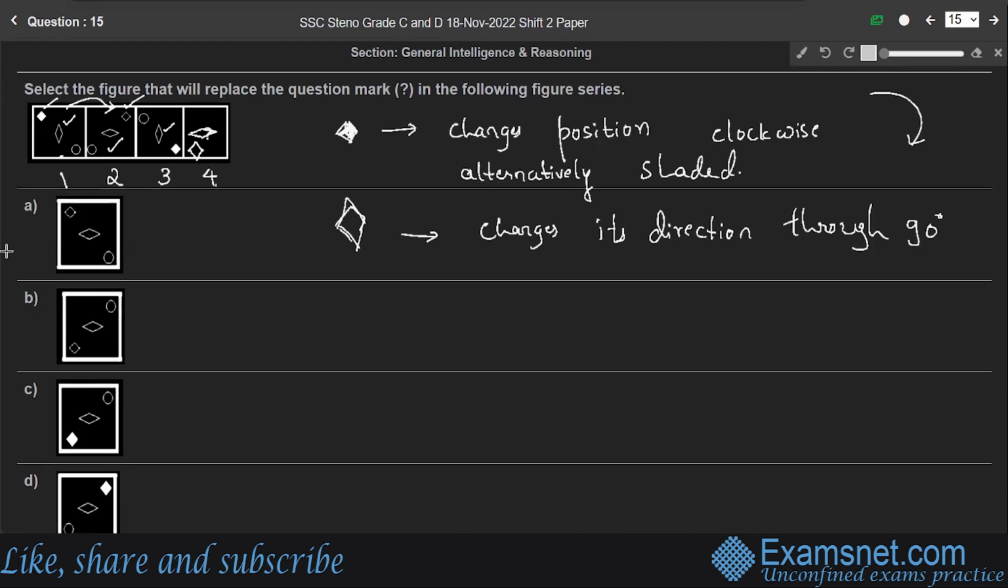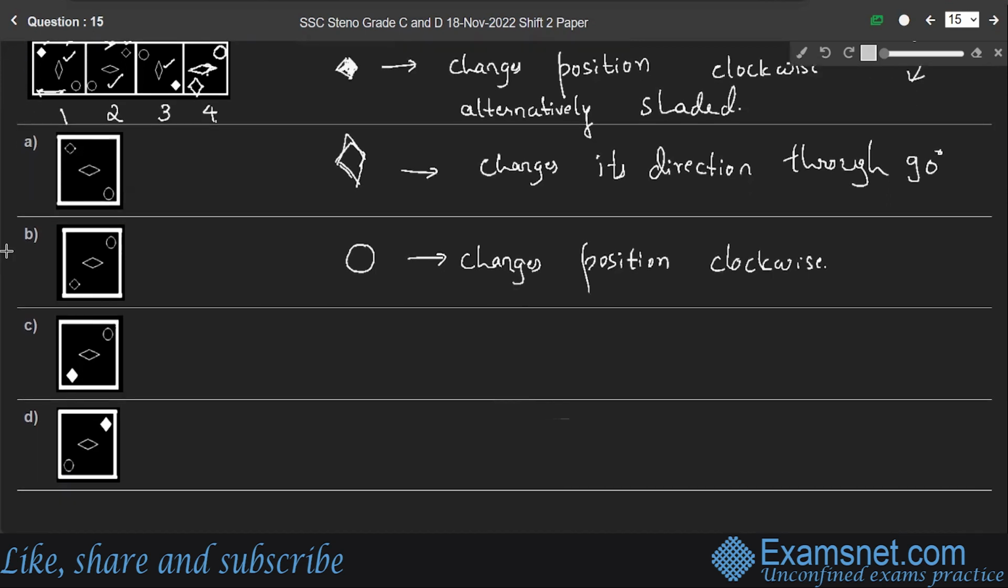So let us take the circular shape, right? This shape is also changing its position in clockwise manner. Look at first, second, and third figures. It changes its position clockwise. Therefore, in the fourth figure, the position of the circle should be here, right? Therefore, among 4 options, we have a parallelogram at the center, which is not upright.